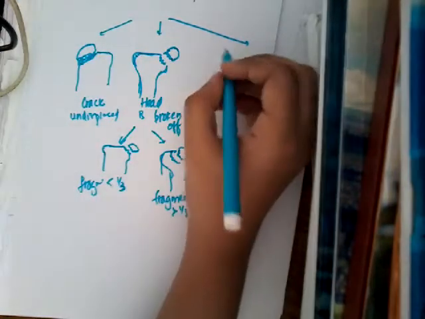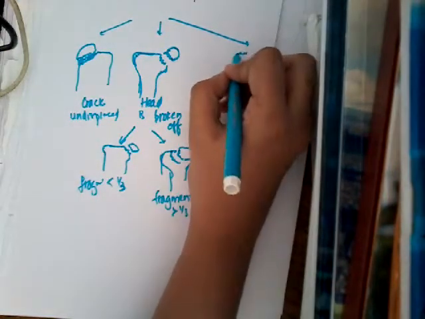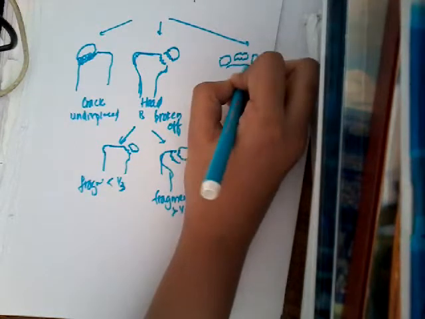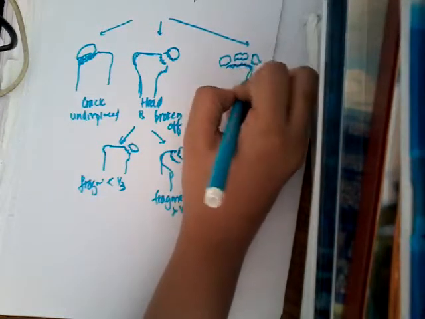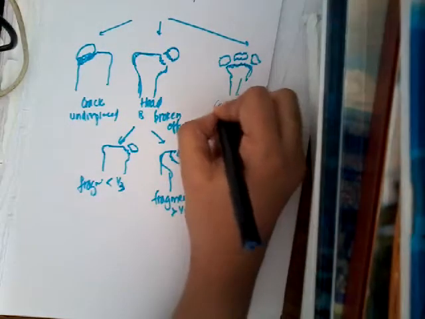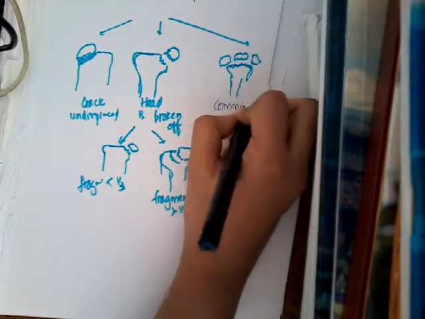Then the third type is comminuted fracture. It's not one fracture, but it can be 3 or 4 fractures. So this is called a comminuted fracture. So these are the different types of fractures.